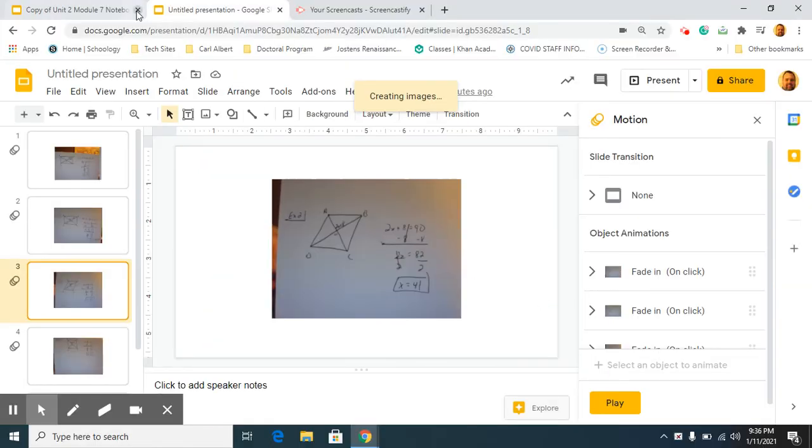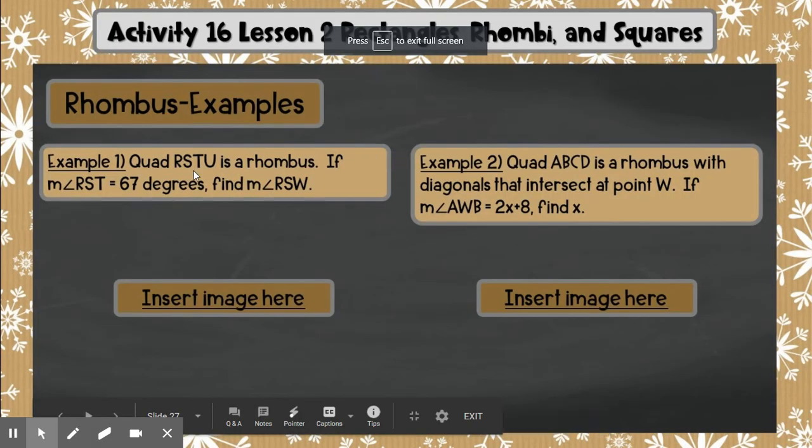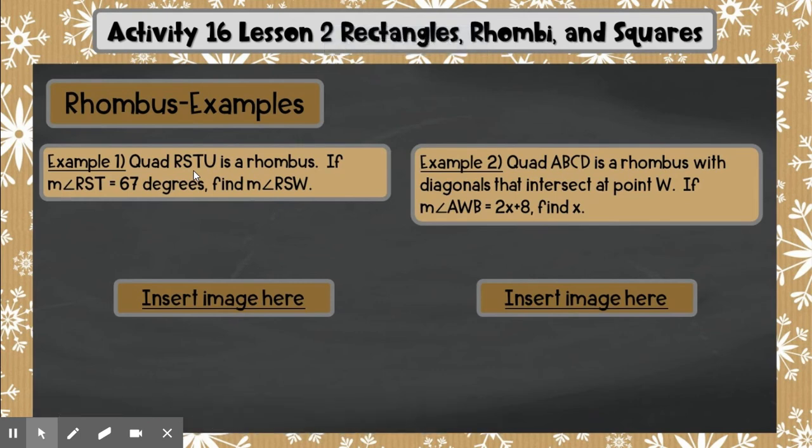So go ahead and insert that into example 2. Again, sorry, apology, example 1. I just couldn't figure out RSW. I missed something about the diagonals, I'm sure.